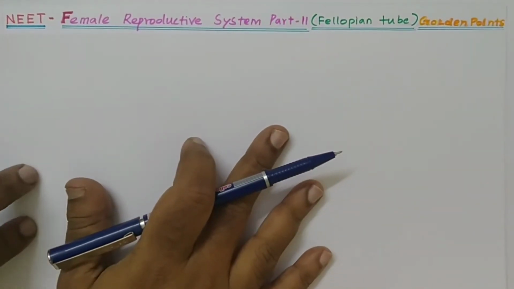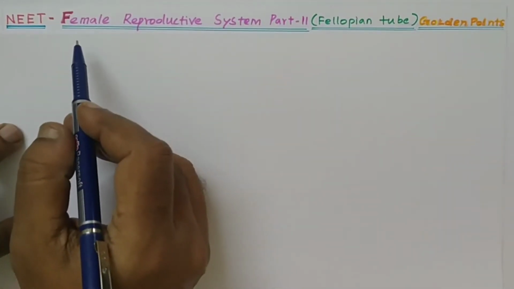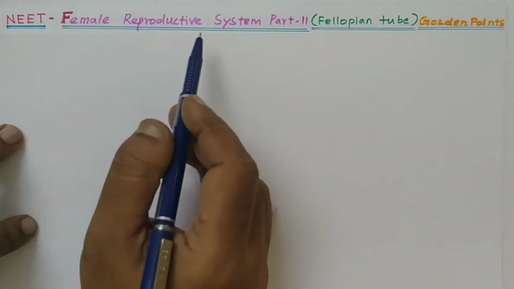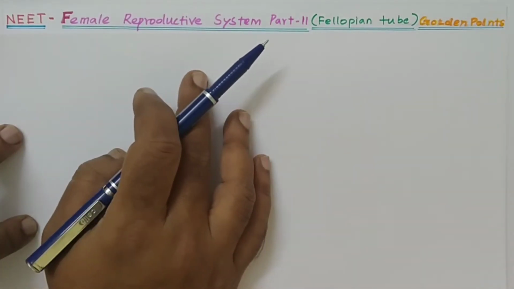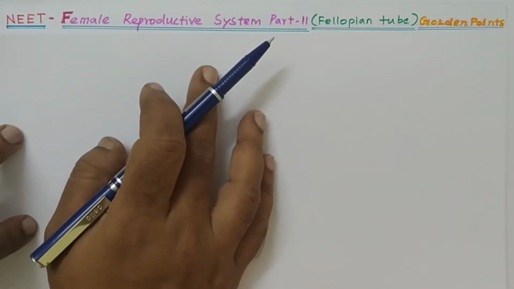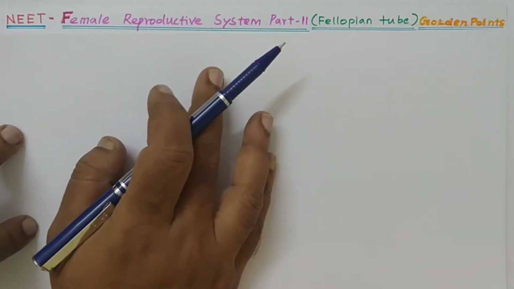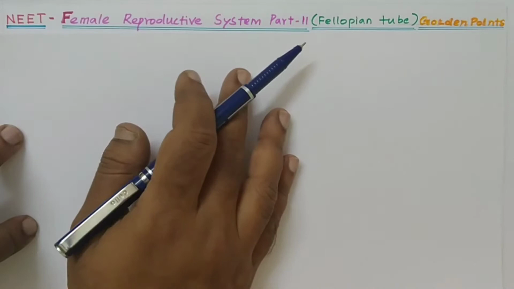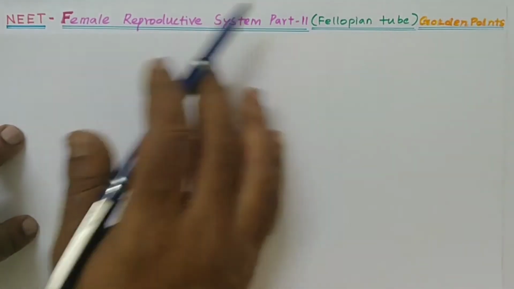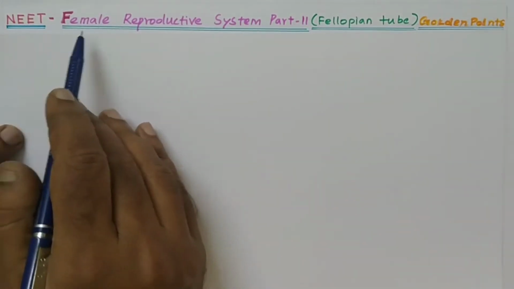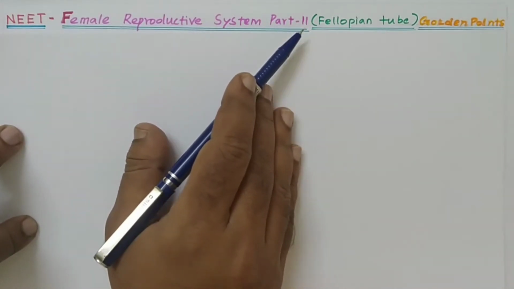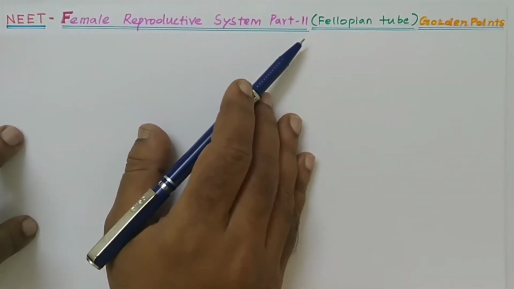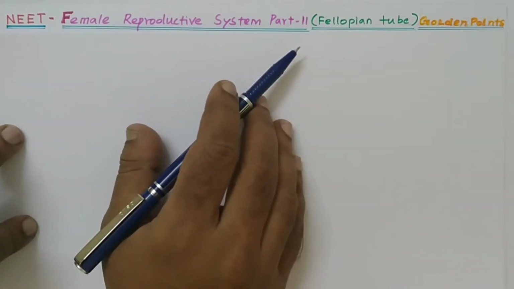Hello students, in this video I am going to describe the female reproductive system part 2. It comes under the 12th class chapter Human Reproduction, under human physiology. It especially deals with the fallopian tube at NEET level. I already uploaded female reproductive system part 1 regarding ovaries. If you want to see it, the link is given in the description box.